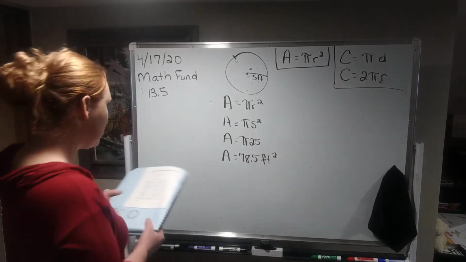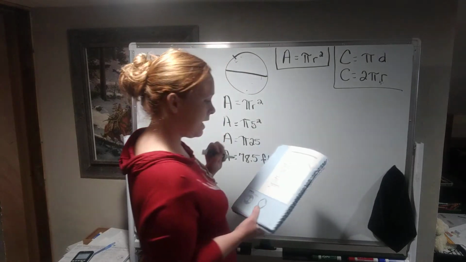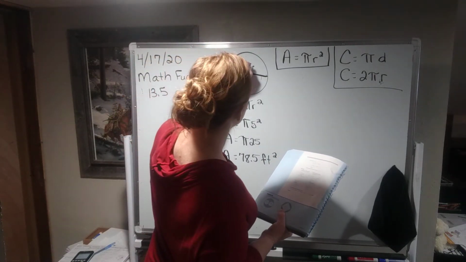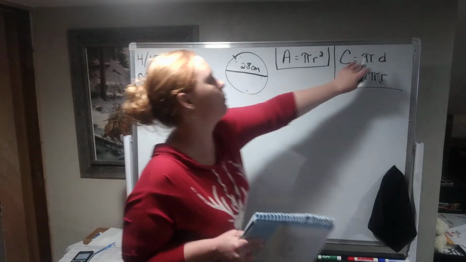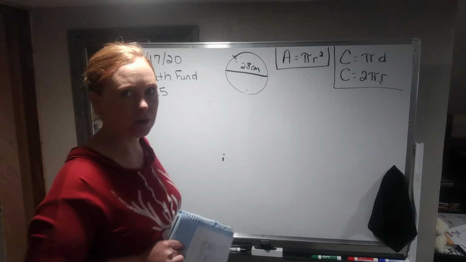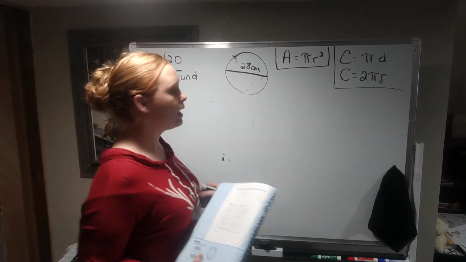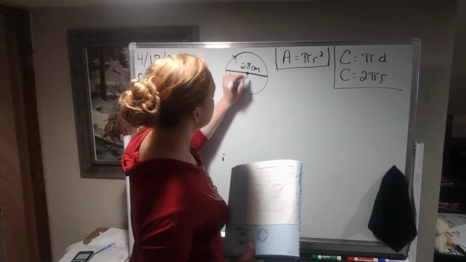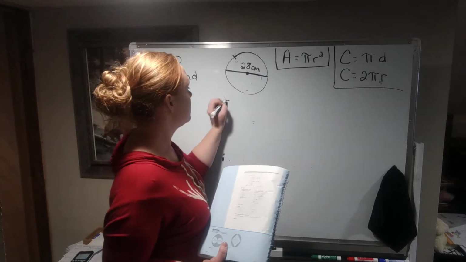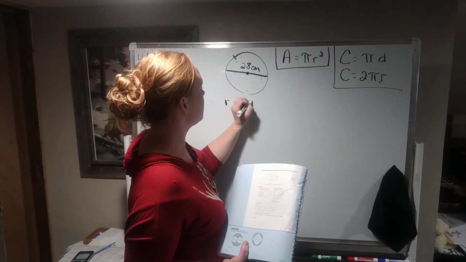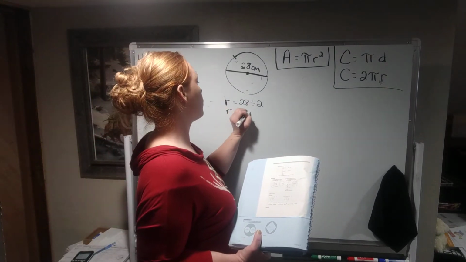Okay, let's look at another one. The next circle they give us is they give us a diameter of 28 centimeters. Well, yesterday in our formula, if we were finding circumference, we could use diameter. But we cannot use diameter when we are finding the area. We have to use the radius, okay? Well, how do I find the radius? Well, isn't the radius just half of the diameter? Yes, so I can find the radius by taking 28 and dividing it by 2, okay? And when I do that, I find that the radius is 14.